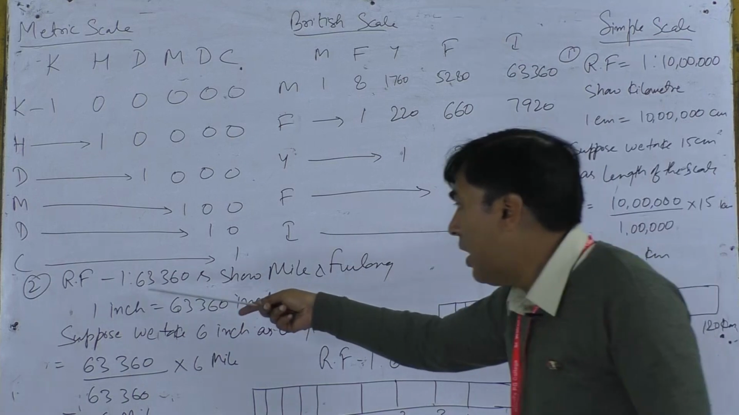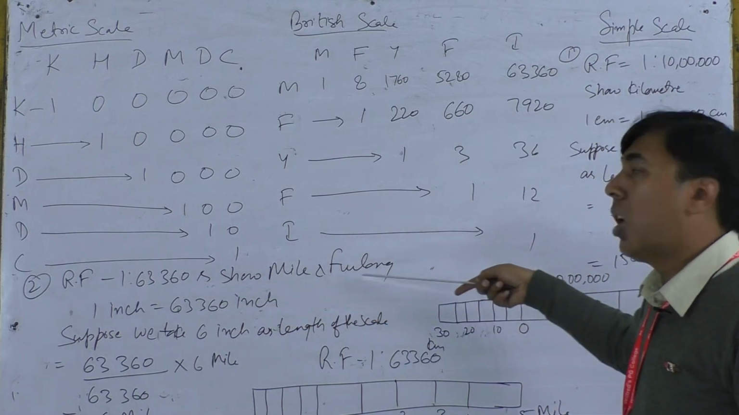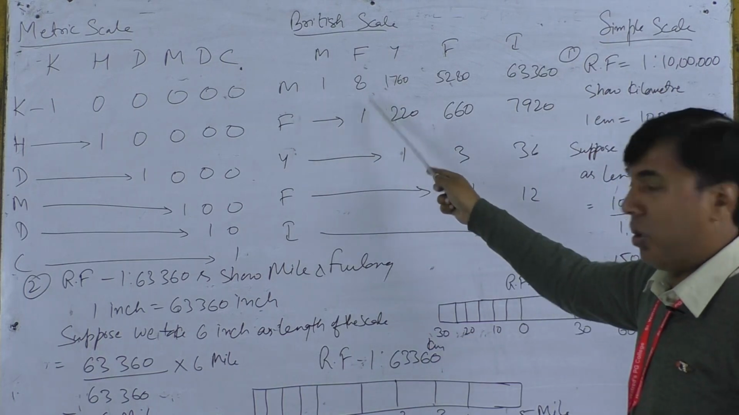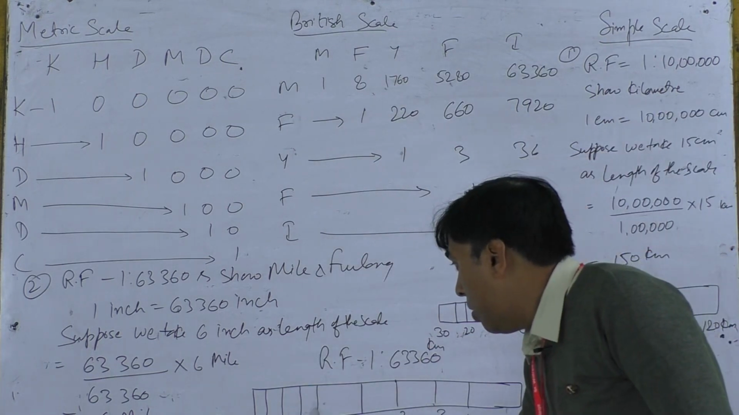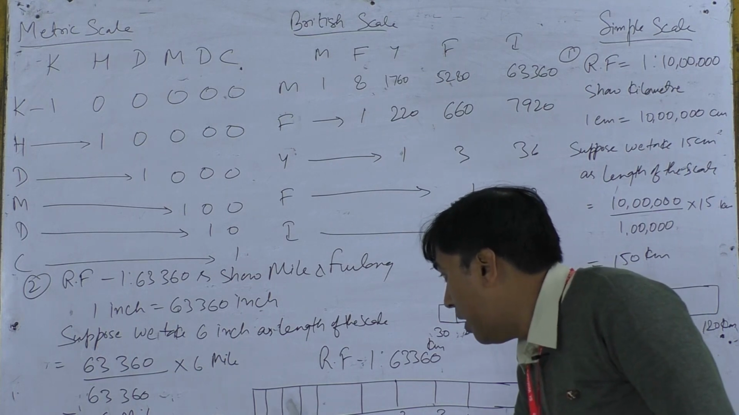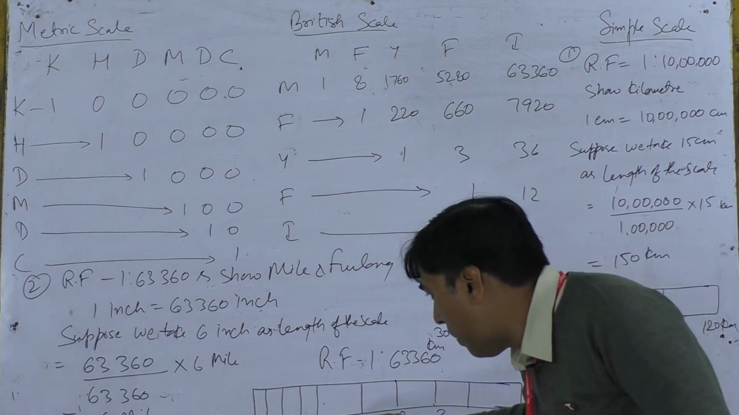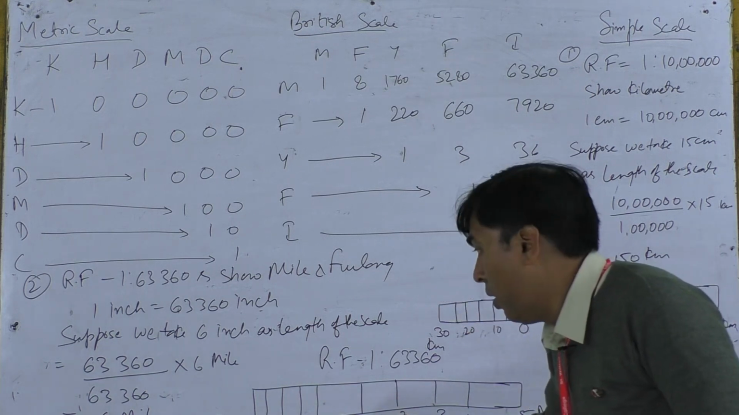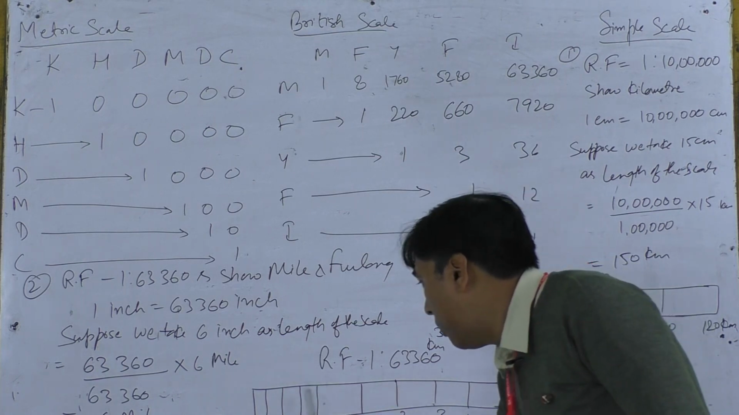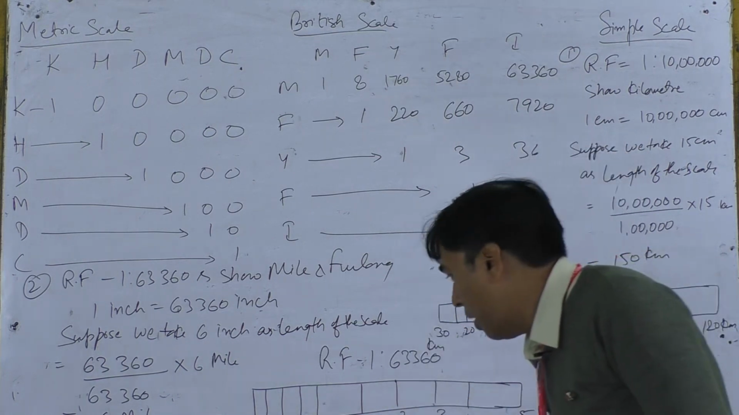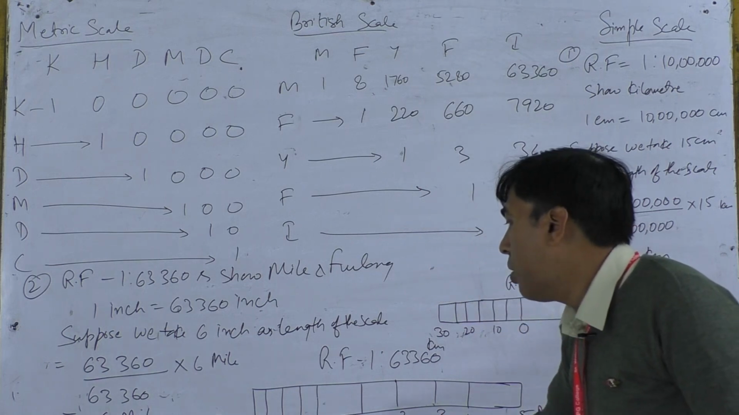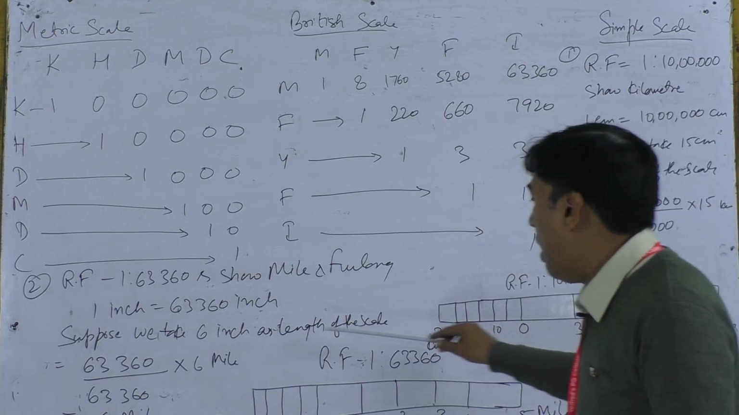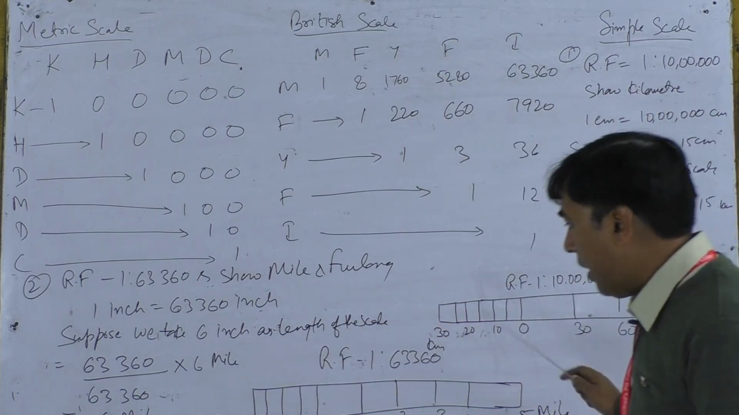And in the question he is asking mile and furlong also. So in 1 mile, how many furlongs? 8 furlongs. So here we are dividing this part in equal parts. So 2, 4, 6, 8. It means in round figures. We said earlier, most of the numbers should be in round figures. So 0, 2, 4, 6, 8. Okay. So now we can say our simple scale has completed.